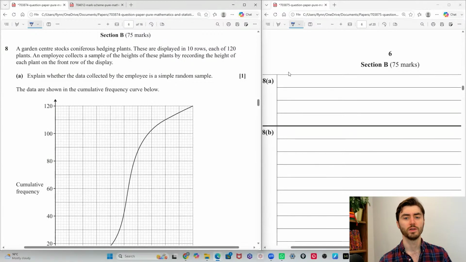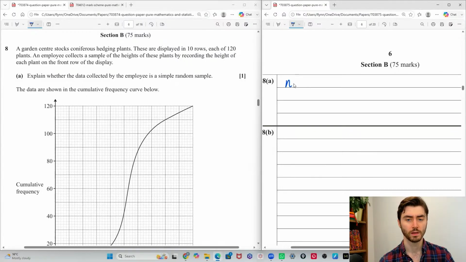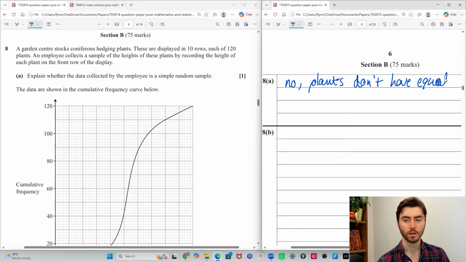Each plant in the front row. No, that's not simple random. Simple random means that every plant would have an equal probability of being selected. I'm going to go with that.